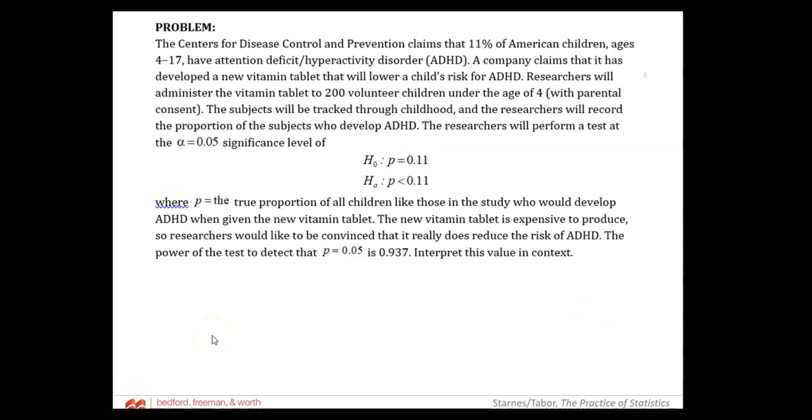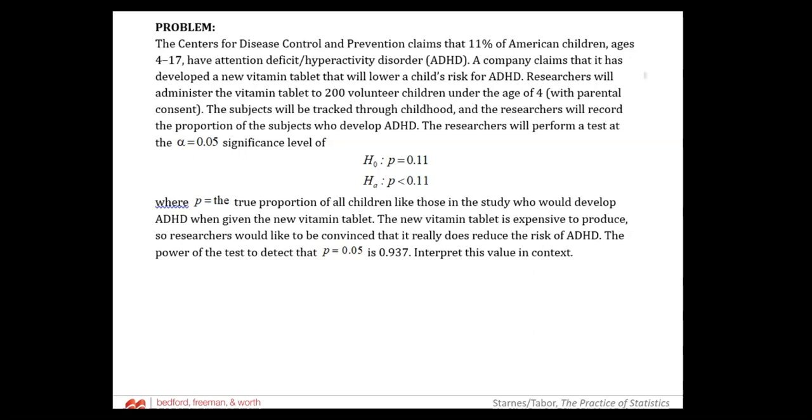The CDC claims that 11% of American children ages 4 through 17 have ADHD. A company claims it has developed a new vitamin tablet that will lower the risk for ADHD. Researchers will administer the vitamin to 200 children volunteers at the age of 4. The subjects will be tracked through childhood, and researchers will record the proportion of subjects who develop ADHD. They're going to test at the 5% significance level.